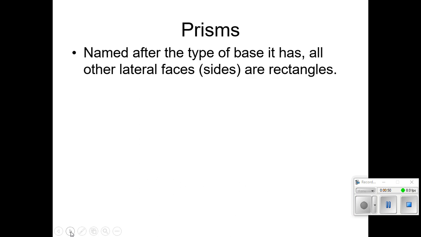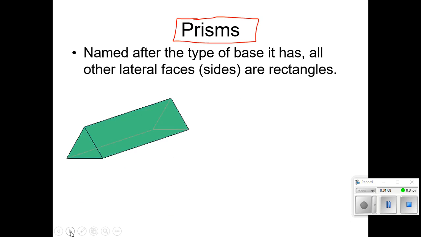So first thing we should probably define is a prism is not always just your standard box that you get from an Amazon package or something. Prisms can be named after any type of base that it has. All the sides of the box are rectangles, but sometimes the base is something different. So check this box out. This would be a triangular box, right? Also known as a triangular prism.